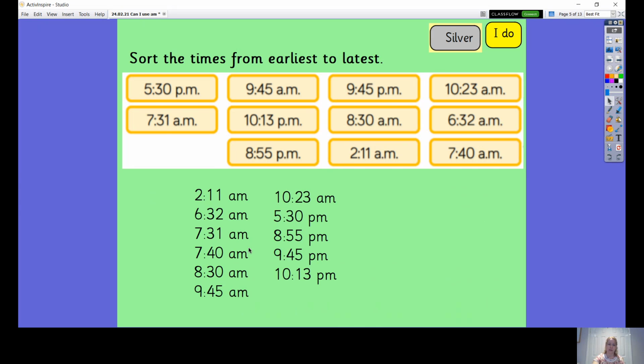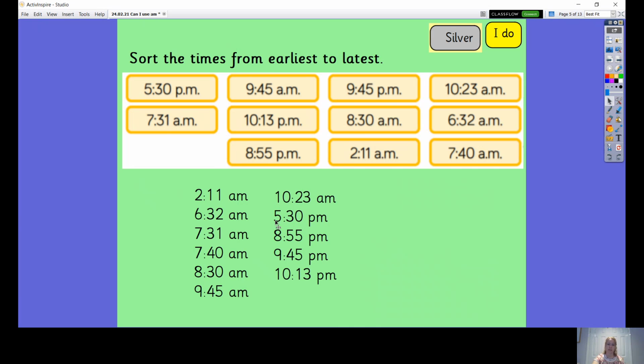Okay, so let's have a little look at the answers. As I said, we started with 11 minutes past 2 AM to 11 AM. Then we had 6:32, 7:31, then 7:40. So this is one of those times where they both started with the same hour, didn't they? So I had to look at the next digit along. That one's a 3 and that one was a 4, so that one's first. And then on through the rest of the AMs, and then I got to my PMs.